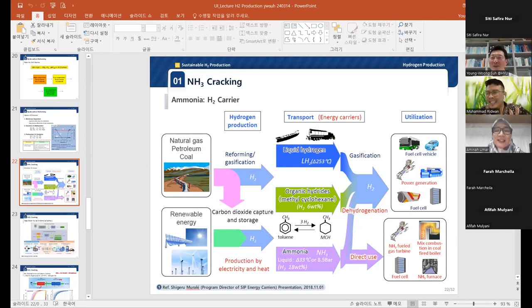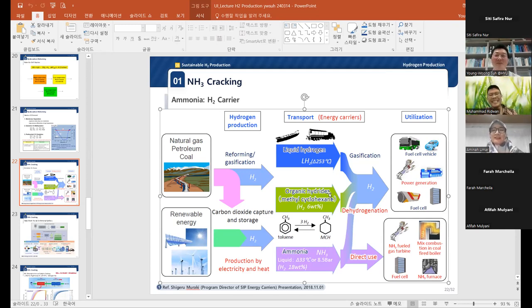Maybe next, and also probably Professor Lidwan. Probably next week's seminar is focused on hydrogen storage. Next month I will use this slide. Because hydrogen production and storage are connected to each other, right? Yes. So if nobody has questions or comments today, probably next week is a good day for that.